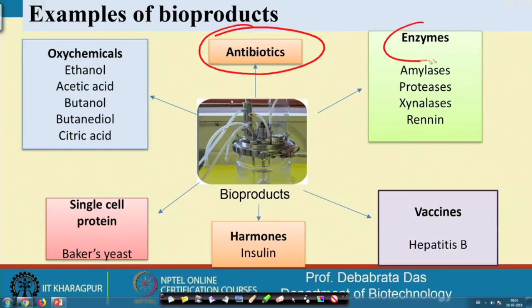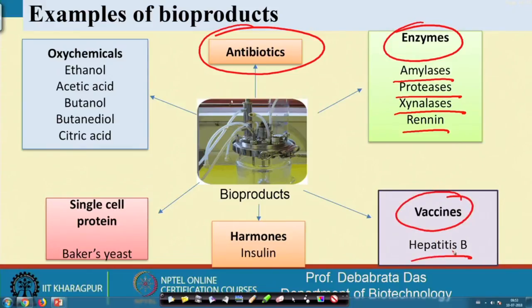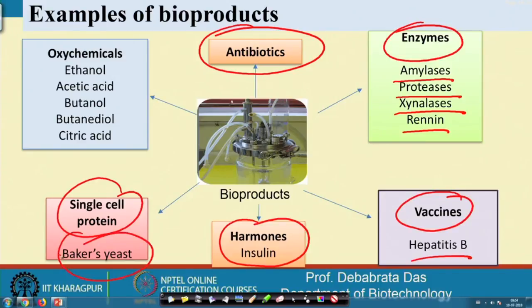Next are the enzymes, which have different industrial significance, for example amylases, proteases, glucose isomerase and renin, which have a lot of industrial use. And then we have vaccines like hepatitis B, and bioproducts like insulin, which acts as a hormone. Then we have single cell protein, I told you the example is baker's yeast, and oxychemicals: ethanol, acetic acid, butanol and citric acid.